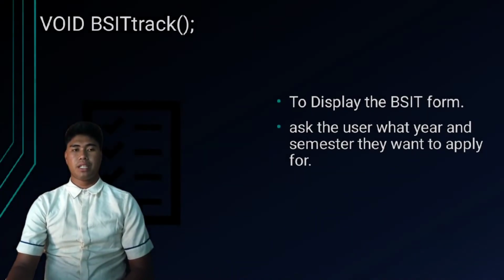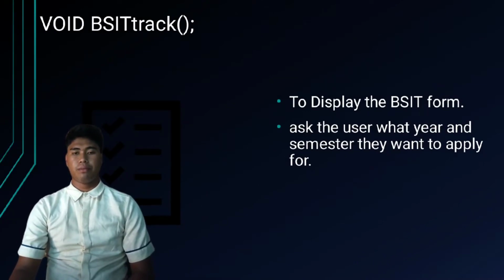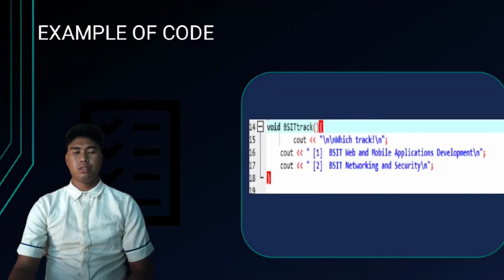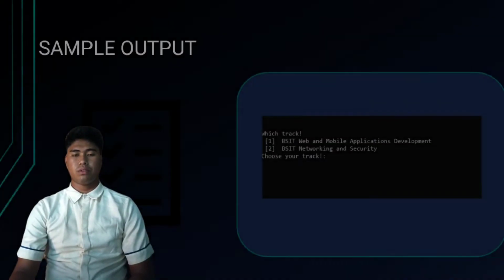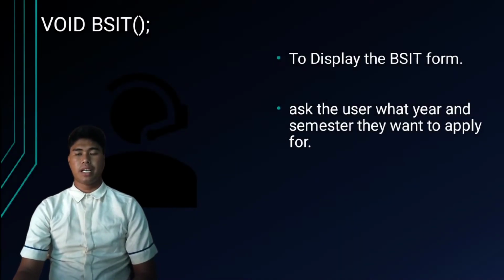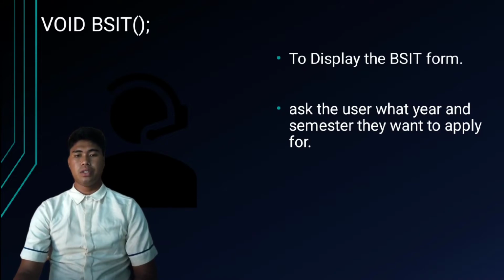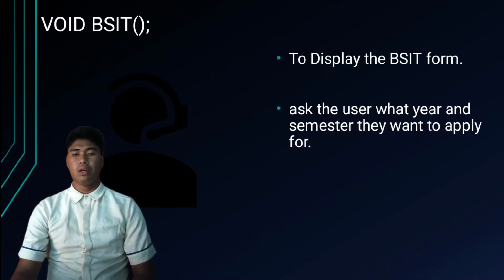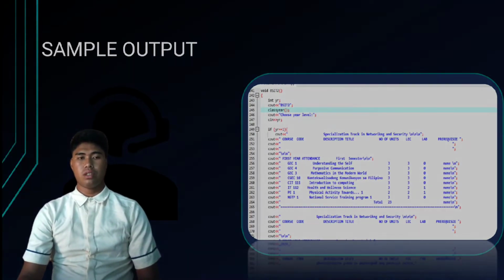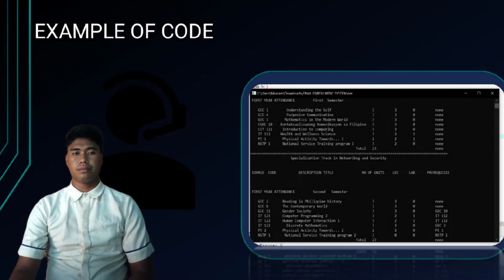Next is void BSID track, to display the BSID form. Ask the user what year and semester they want to apply for. This is the example code and example output. Void BSIT, to display the BSIT form and ask the user what year and semester they want to apply for. Next, this is the sample output and example of code.